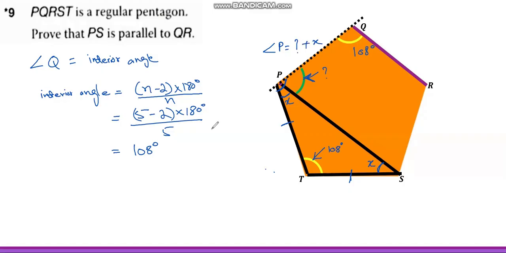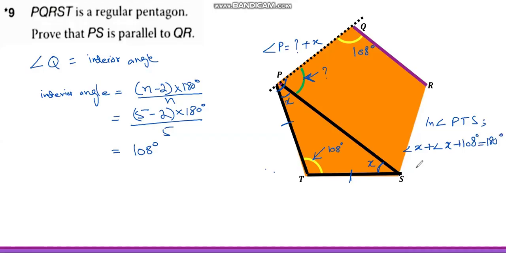So let's find the size of x first. We will consider this triangle over here. In triangle PTS, the sum of angle x, angle x and 108 degrees is equivalent to 180 degrees.